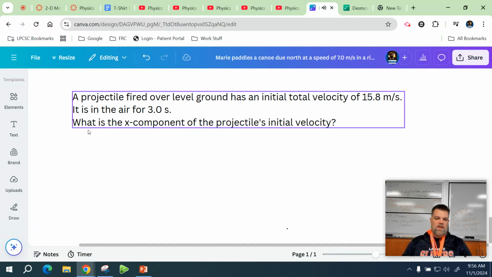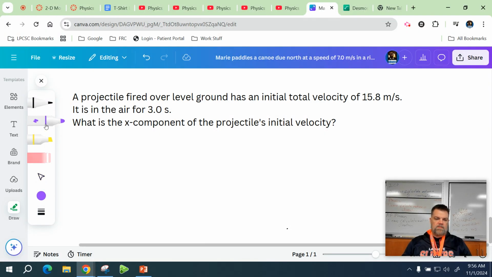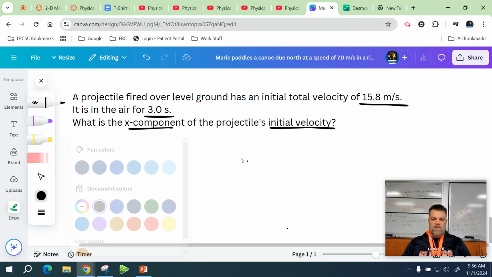So for this one, it says a projectile is fired over level ground with initial velocity of 15.8 and it's in the air for 3 seconds. What is the x component of the initial velocity? So you could do a couple of things, but let's just start labeling things and drawing some pictures.